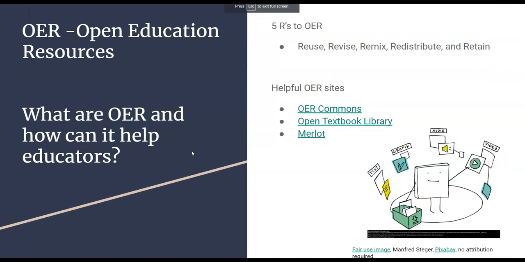Now, if the idea of copyright and trying to figure out if you can use it under the fair use doctrine seems complicated, there's another option. There are something called open education resources, and these resources are exactly what they sound like. They are open to educators to use, and they are found in all sorts of different places that allow you to use, and you can see these 5 R's up here. You can reuse them, revise them, remix them, redistribute them, and retain them. And these are the 5 R's you're looking for because you want to share them with others.